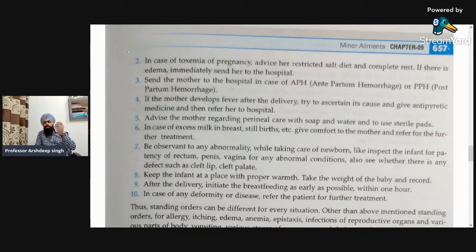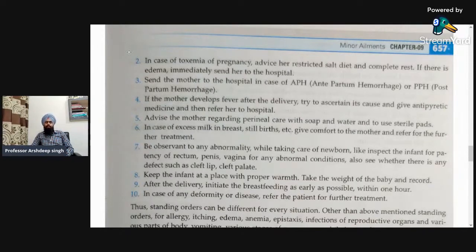Okay, so what we are studying is the maternal and child. In this, we will cover both the mother and the child during pregnancy, during delivery, after delivery, and the care of the baby. Next, advise the mother regarding perineal care with soap and water and to use sterile pads so as to prevent infection, because there is always a risk of infection during the delivery or after some days. Okay, that has to be managed. In case of excess milk in the breast, stillbirths, etc., give comfort to the mother and that for the treatment. So that has to be provided.